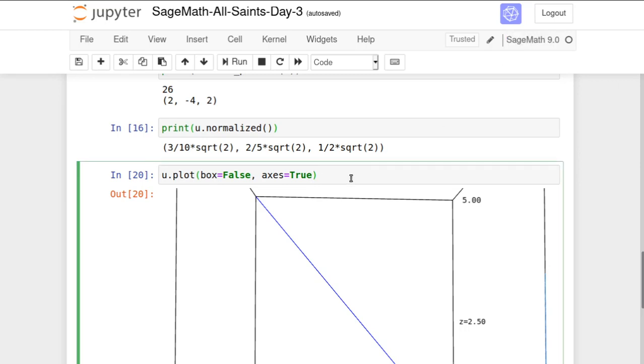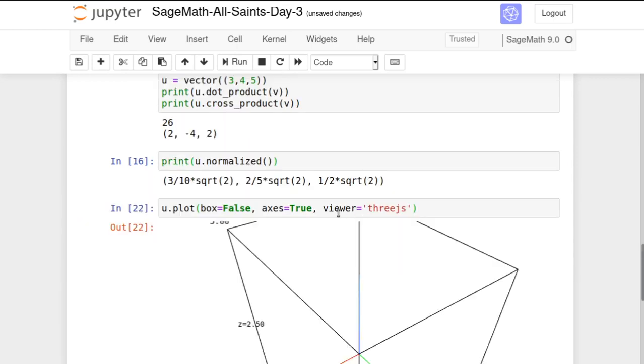Okay, then I will suggest one thing. Let us just see. Can you try this command extra, comma, viewer equal to 3js, in quotes.